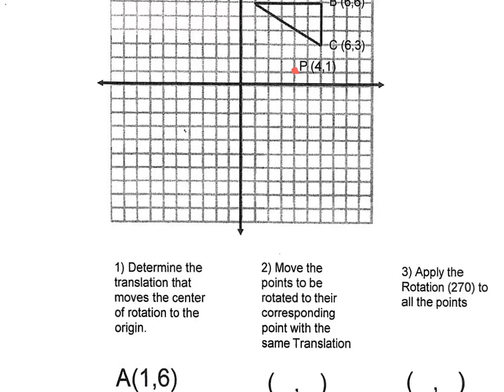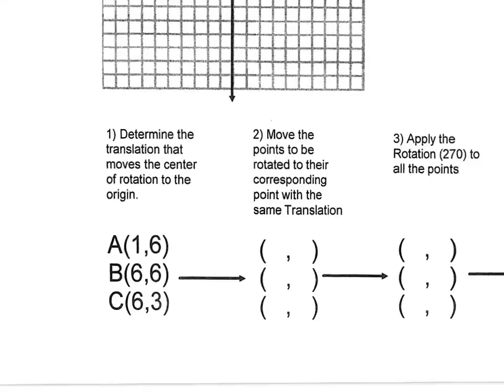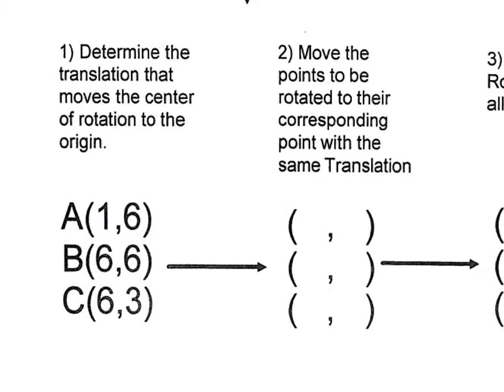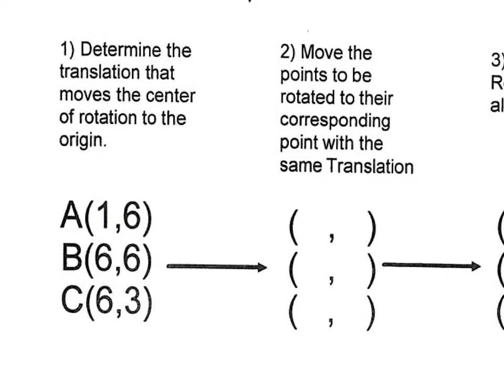And think about it for a second. It specifically says that we have to determine the translation that moves the center of rotation to the origin. So the center of rotation is at 4, 1. I'm going to move left 4 and down 1. So think about that for a second. The translation that I'm talking about is left 4 and down 1. So I want you to write capital T, negative 4, negative 1. And then we're going to move all of the coordinates to the left 4 and down 1.